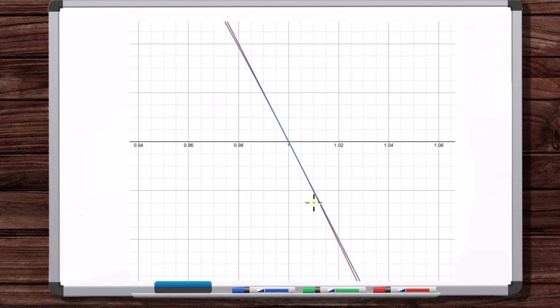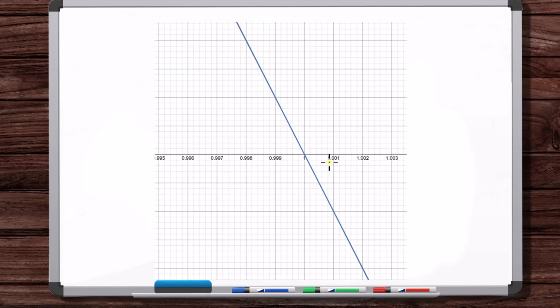Now let's zoom in even more. All right, now they're right on top of one another. We can't even see the original curve, the x minus x cubed. And you can see how zoomed in we are. It goes from x equals 0.996 to x equals 1.003.